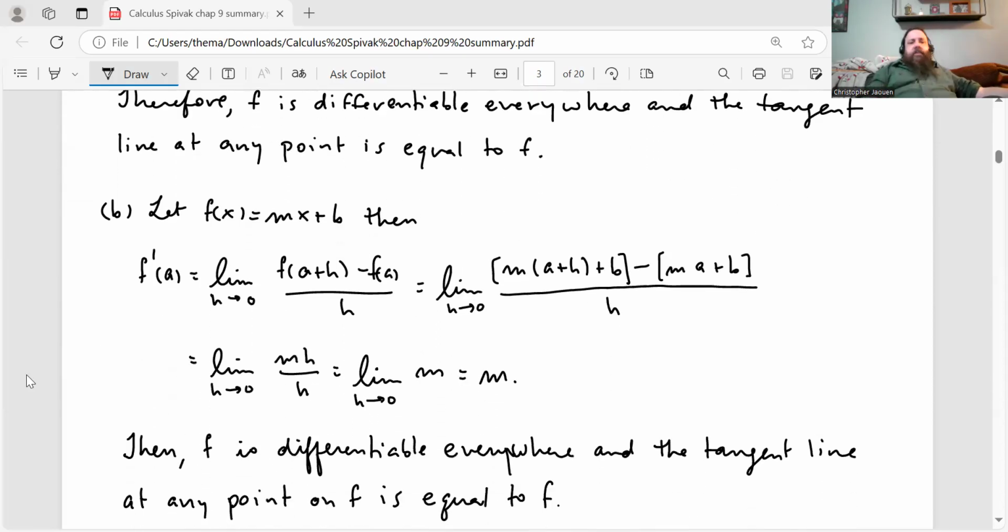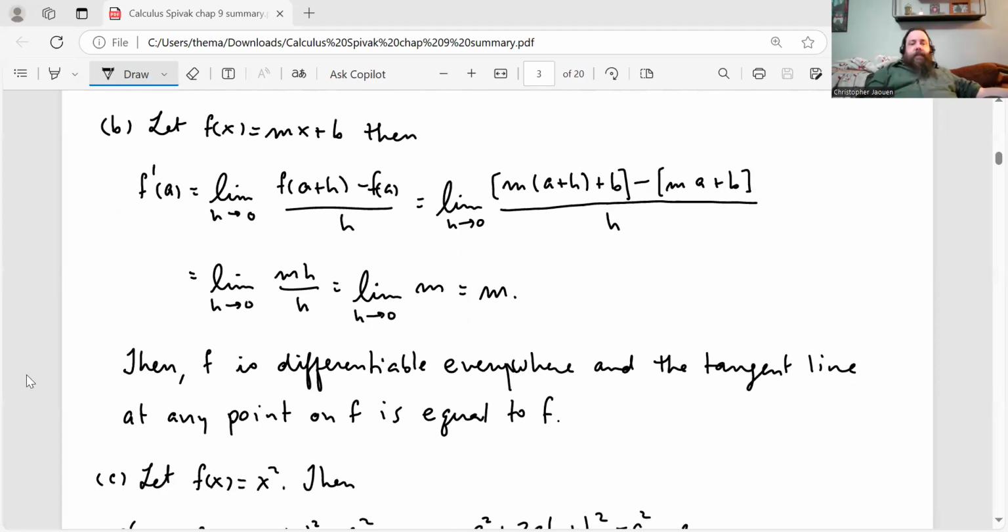Right, here's another example. Let f of x equal mx plus b. So another linear function, just not one that's necessarily horizontal or constant. Then if you take the derivative, and again, I'll let you look at the calculation here, it's just taking the limit of the difference quotient, then we get the number m. So in other words, the derivative of a linear function is just the slope, right? And again, notice that f is differentiable everywhere, and the tangent line at any point of f is equal to the function itself. So every tangent line is just the line of the function, the graph of f itself.